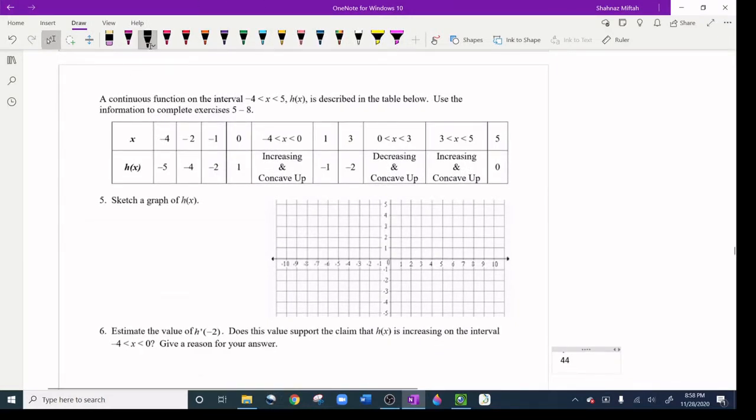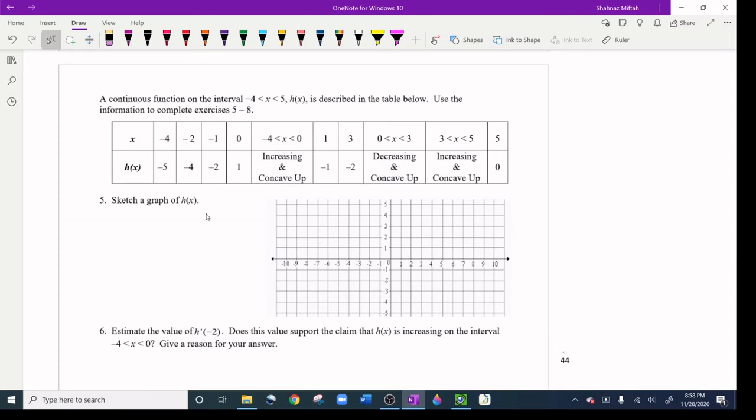In this question number 5, they are giving me a continuous function on the interval from -4 to 5, described in the table. H of x is described in the table below. Use the information to complete exercises 5 through 8. These are all my x values. This is my h of x. And the question is asking to sketch the graph of h of x. So all I have to do is plot these points.